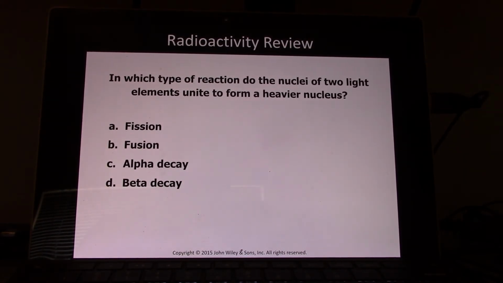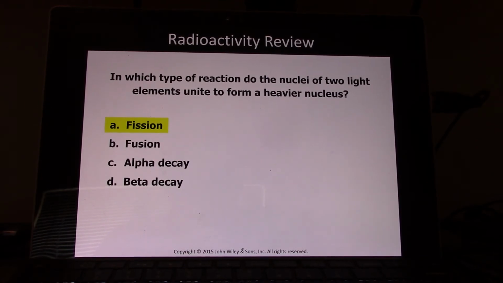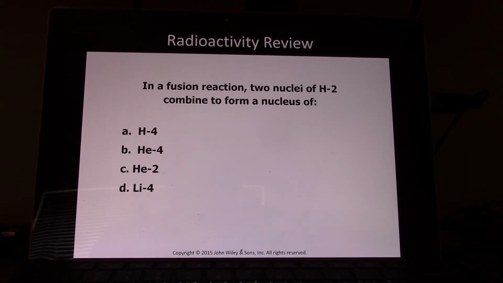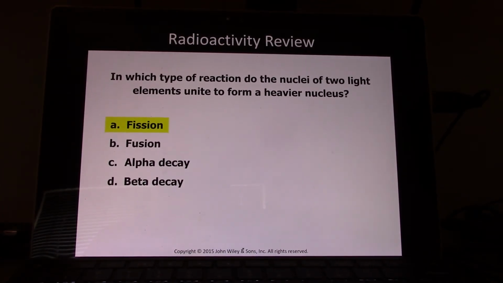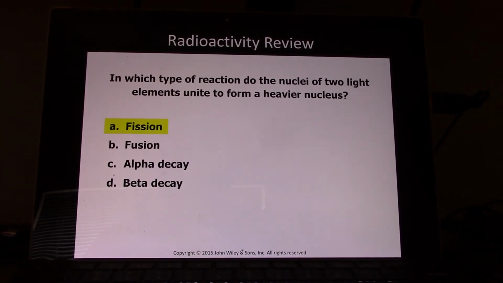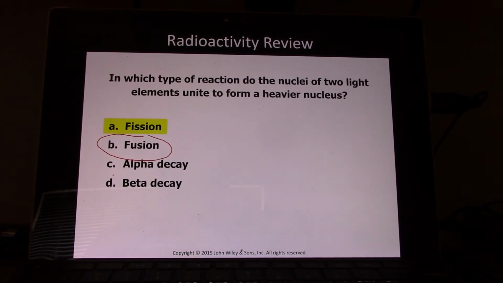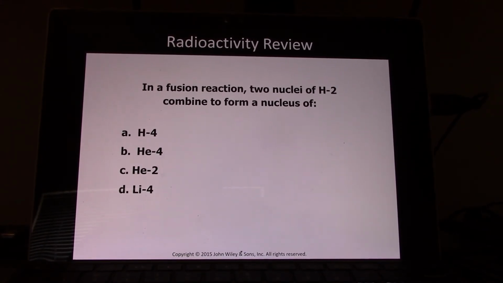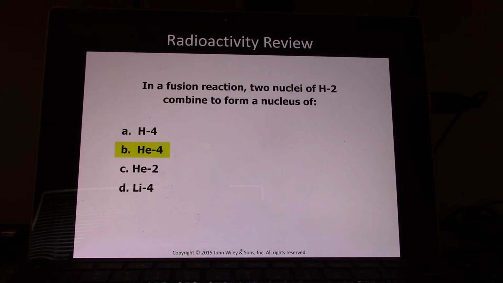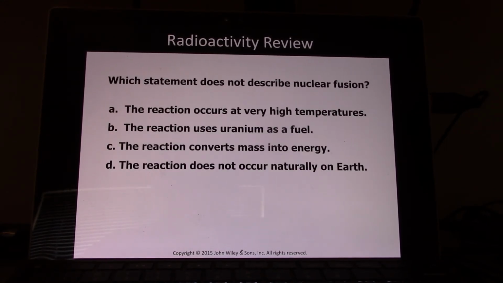So in which type of reaction do the nuclei of 2 light elements unite to form a heavier one? And that is fusion. That is a typo in the PowerPoints. So when 2 light elements unite and form a heavier nucleus, you get fusion. In a fusion reaction, two nuclei of hydrogen combine to form a nucleus of helium-4. Hydrogen is fused into helium, and that's exactly how the sun works.